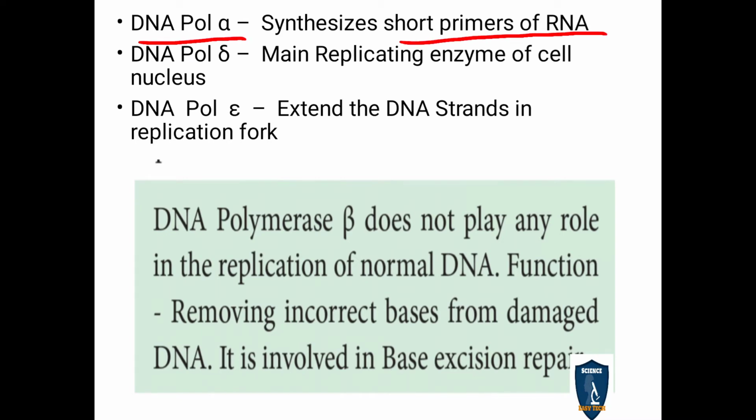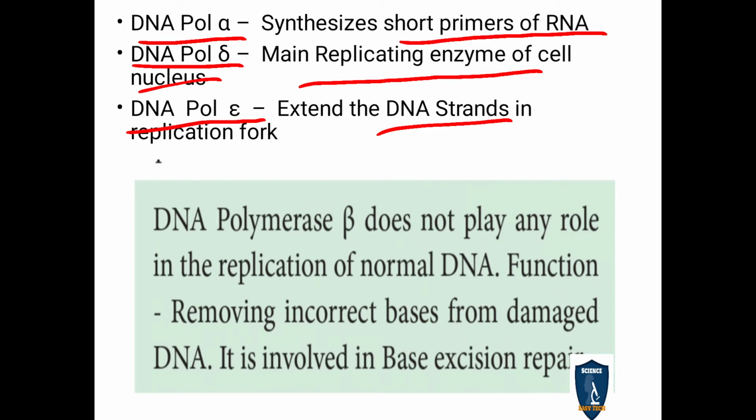DNA polymerase delta is the main replicating enzyme of the cell nucleus. DNA polymerase delta extends the DNA strand from the fork. So in the fork it starts extension. And DNA polymerase beta doesn't have any role in replication in normal DNA function, but removes the incorrect bases from damaged DNA. So this is called repair.